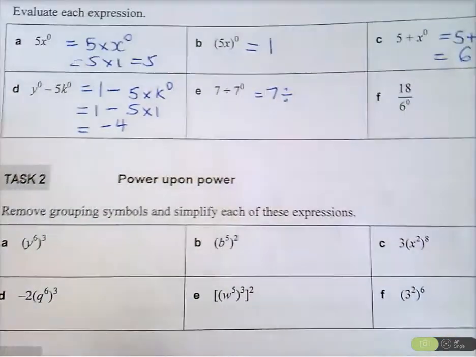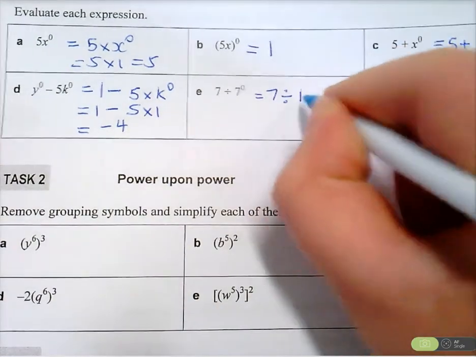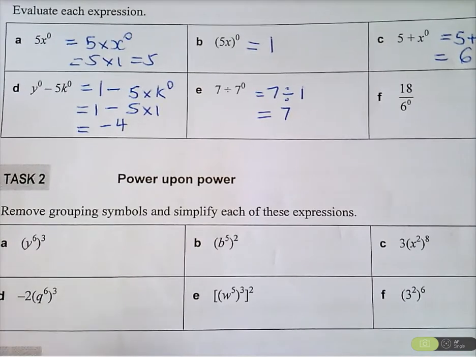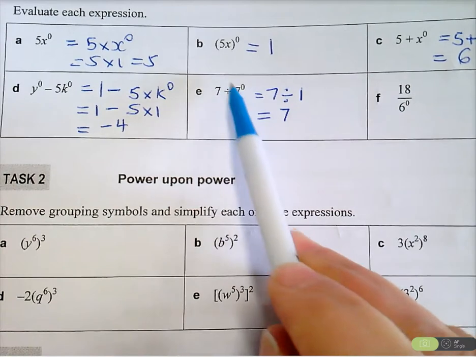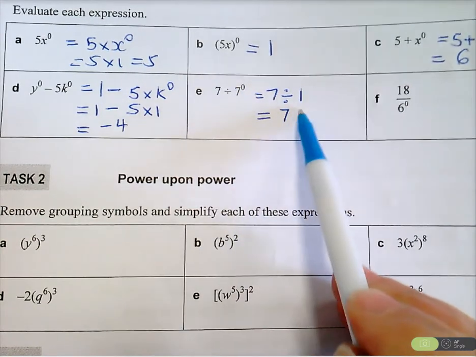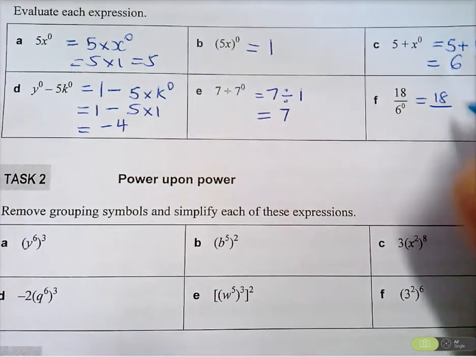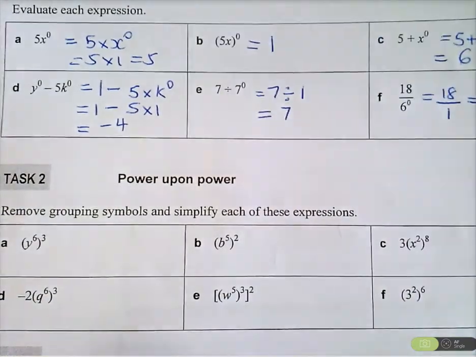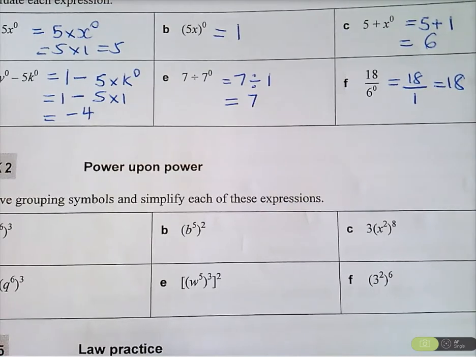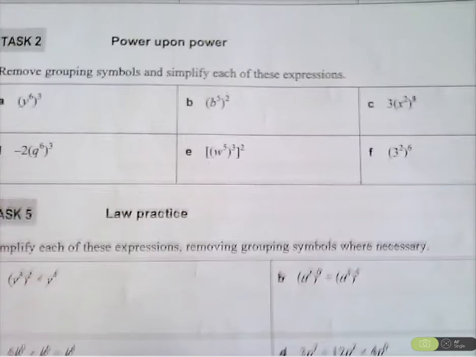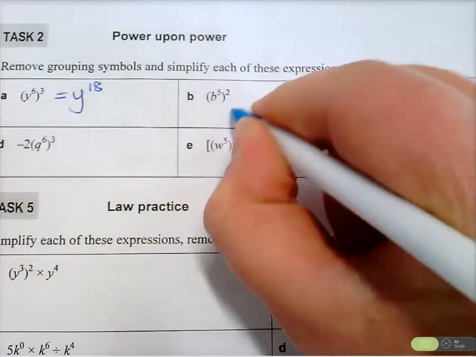7 divided by 1, which is 7. Or, if you want to use your index laws, but I wouldn't, bases are the same. 1 minus 0 is 7 to the 1. The next one, 18 divided by 1. Okay, next section. All good? Keep going. Right. Y to the 18.